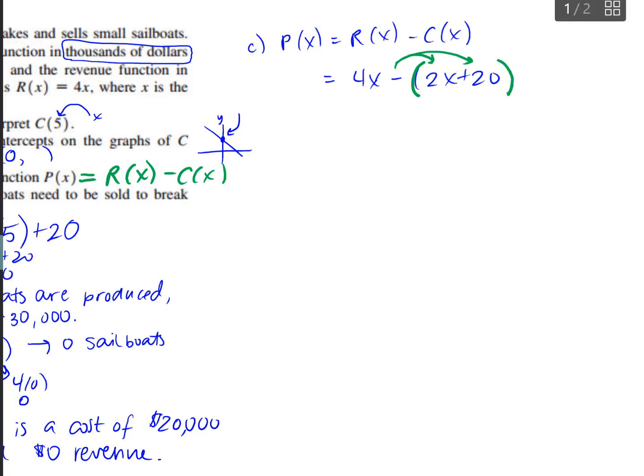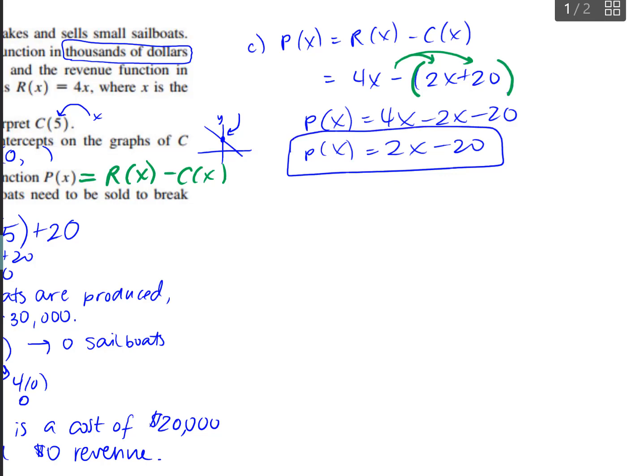So for the profit function, I've got a 4x minus a 2x minus a 20, which simplifies to be 2x minus 20. This is making a new function from an old function. This describes the profit when we make x sailboats. So this is the net gain or loss when we take into account both the revenue and the cost.